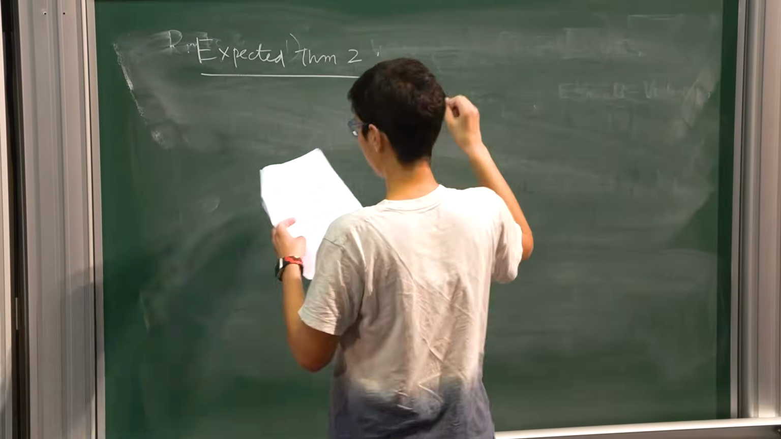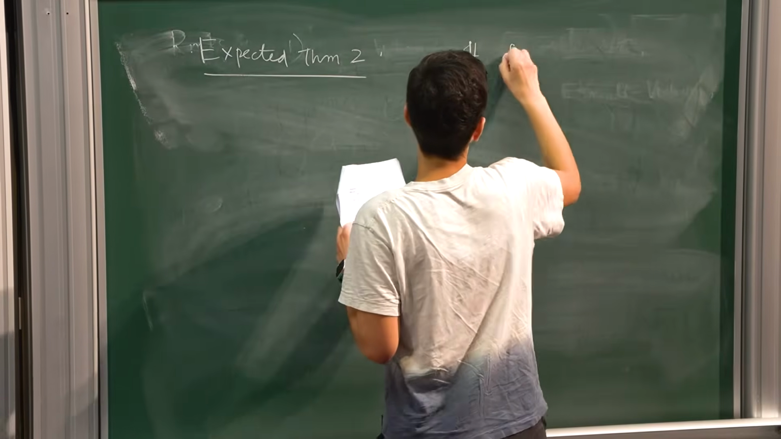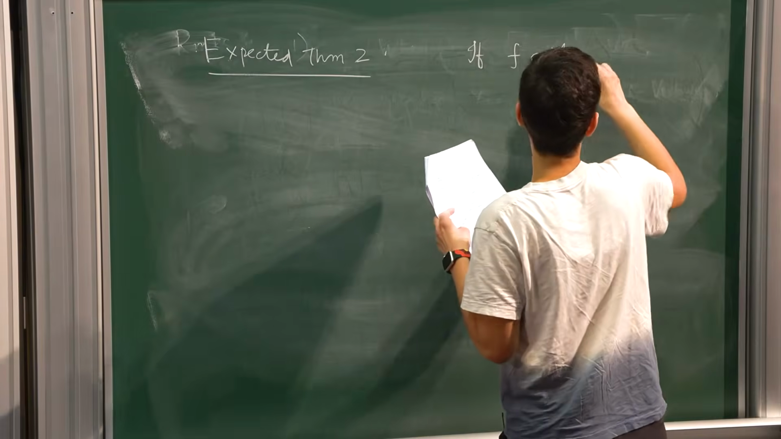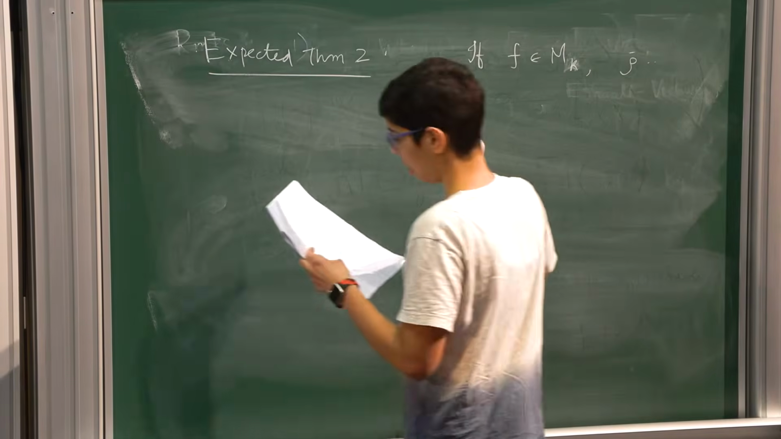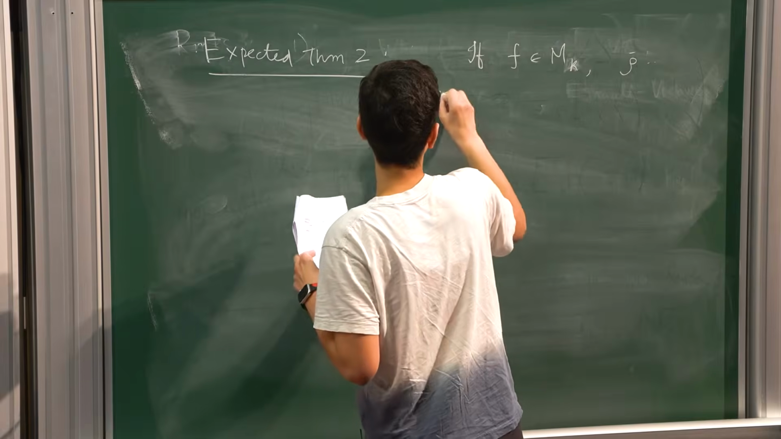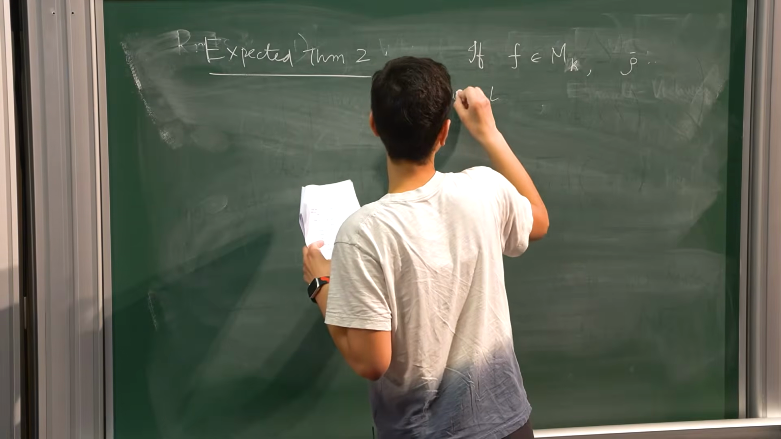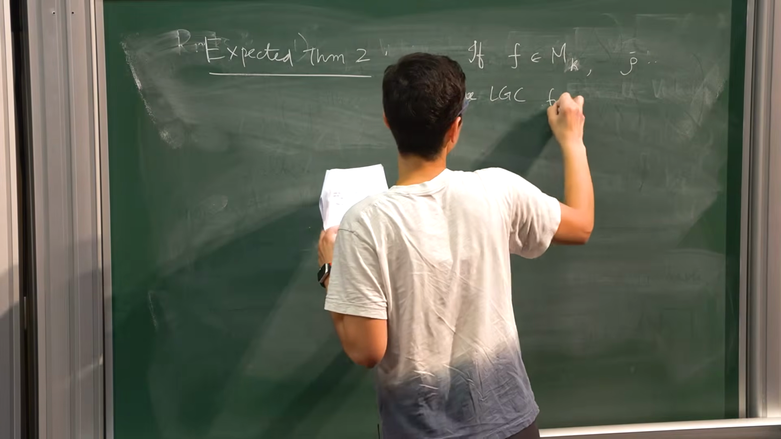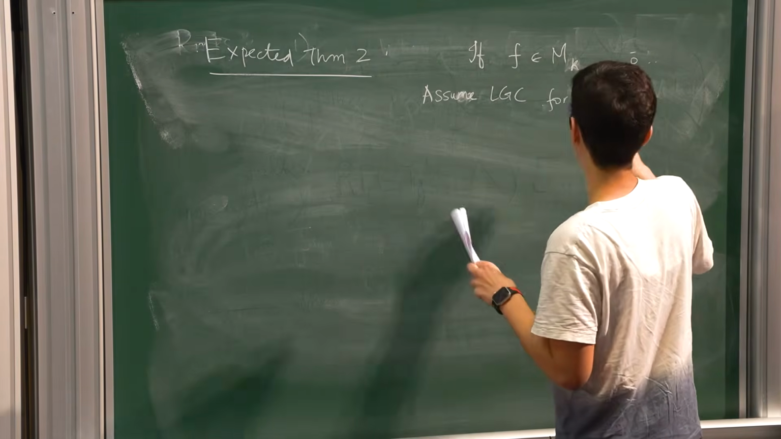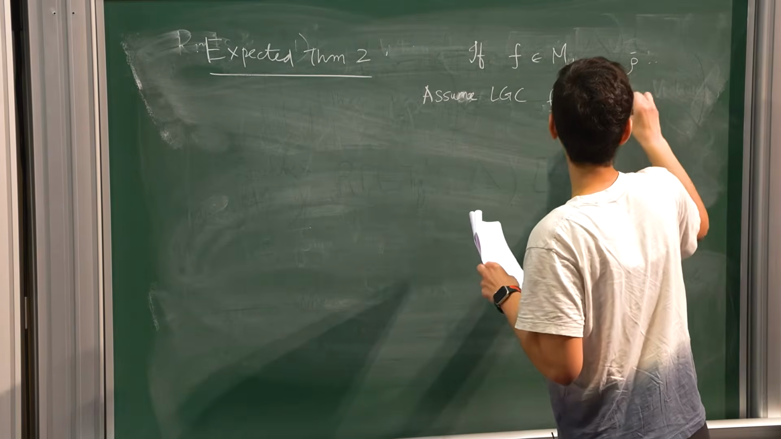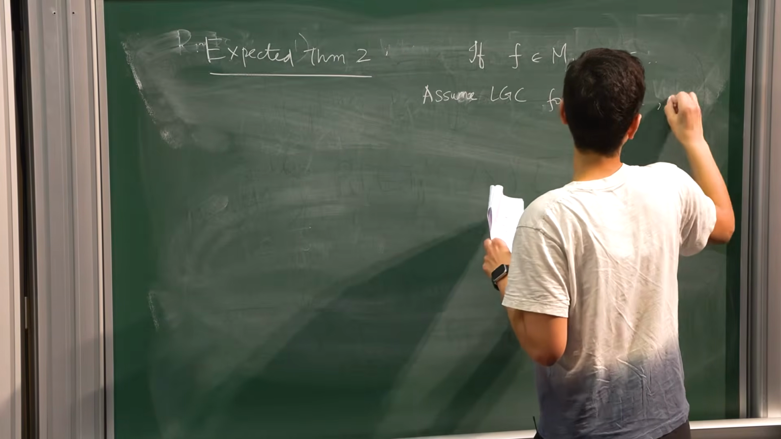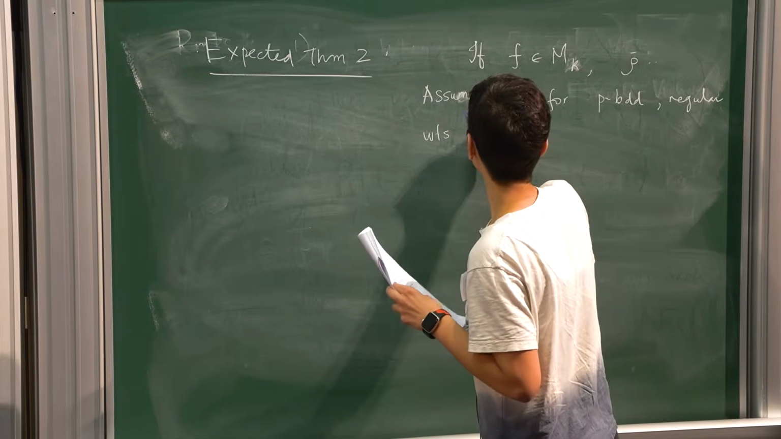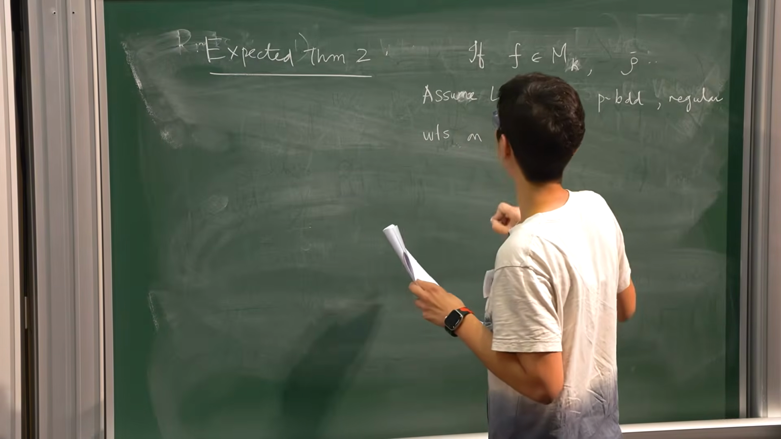So expected theorem 2 says that if F is, again, your usual eigenform, K, rho bar odd, the usual thing, rho bar, blah, blah, blah, and you assume local global compatibility for p-bounded regular weights on the Hilbert modular variety. So this is our starting condition on X, the Hilbert modular variety.